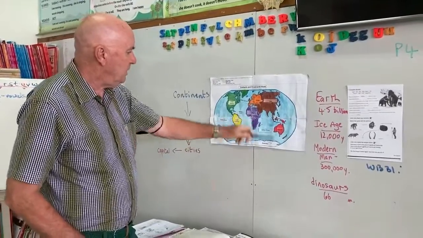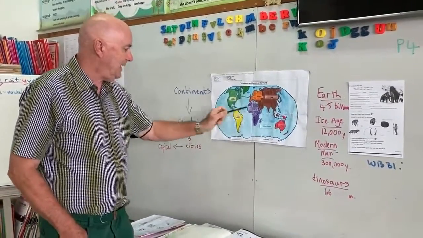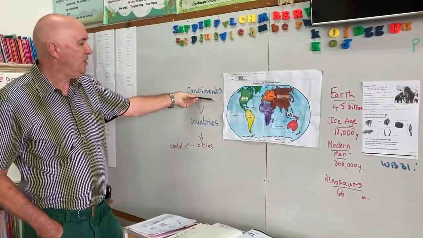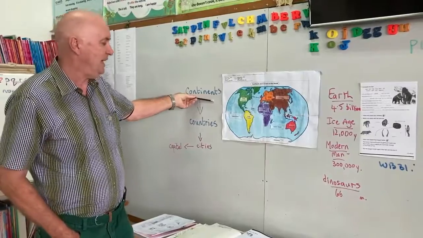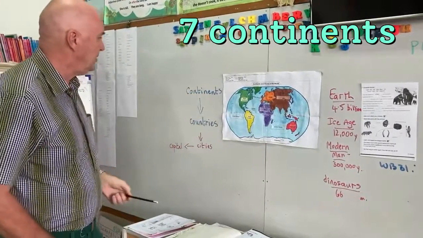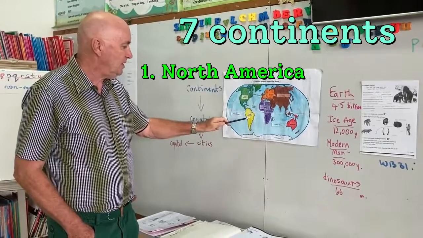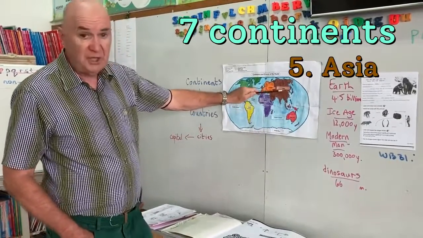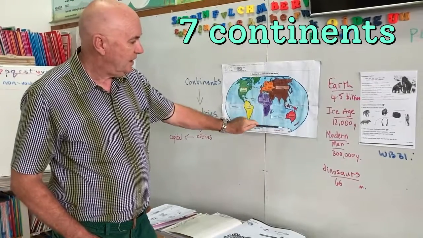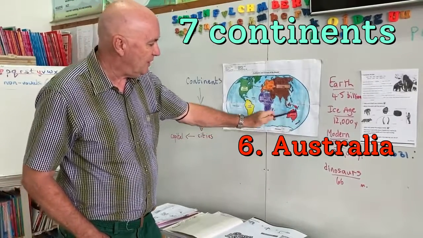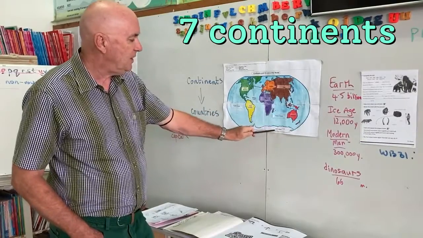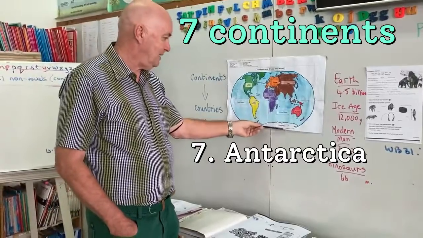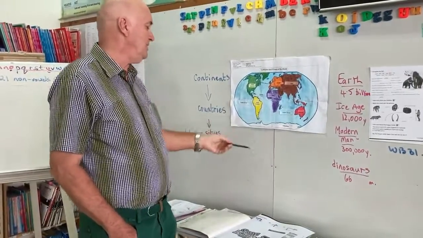And then, amongst the oceans, we have the land. Now, the pieces of land are called continents. Continents are big pieces of land. And we have 7 continents. North America, South America, Europe, Africa, Asia, where we live, and then Australia and the islands around Australasia. And at the bottom, Antarctica. Not many people there, it's too cold, but it is land. Under the ice and snow, there is land.